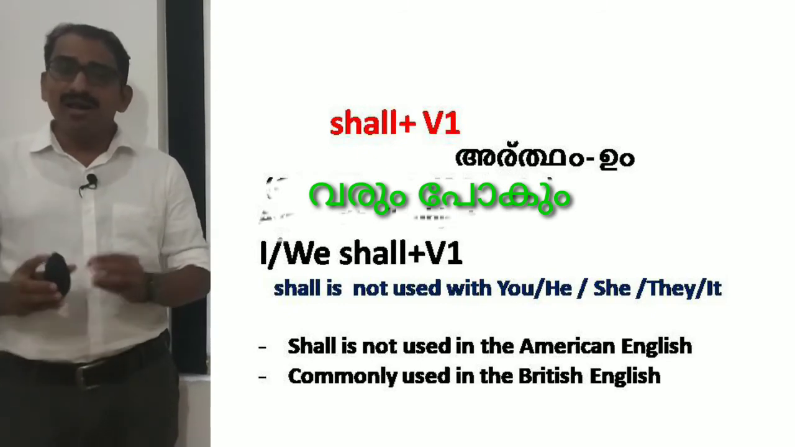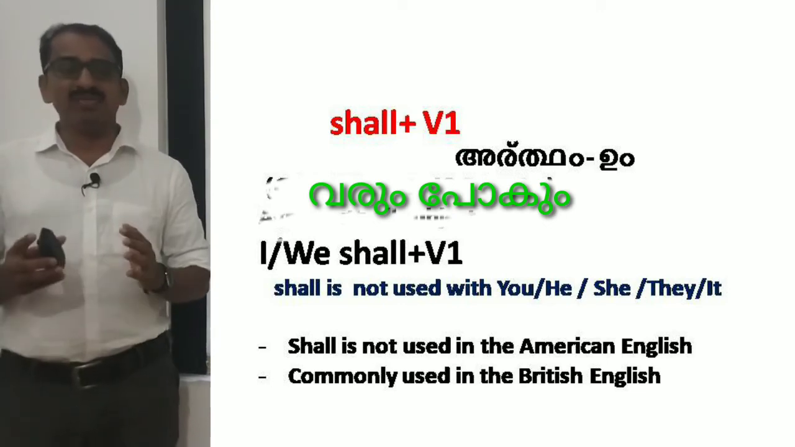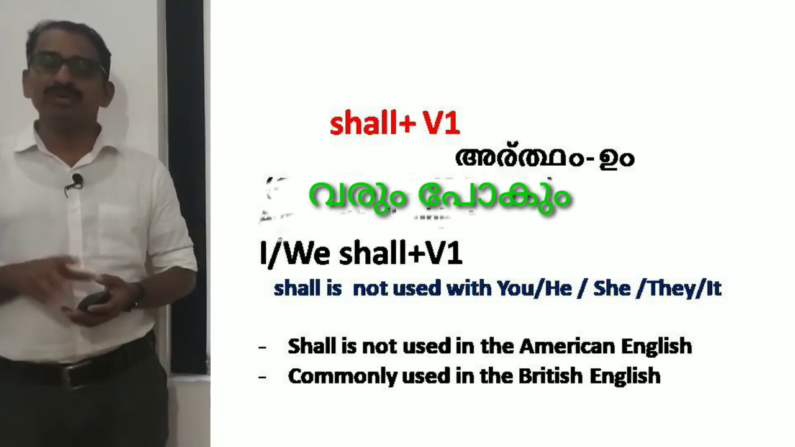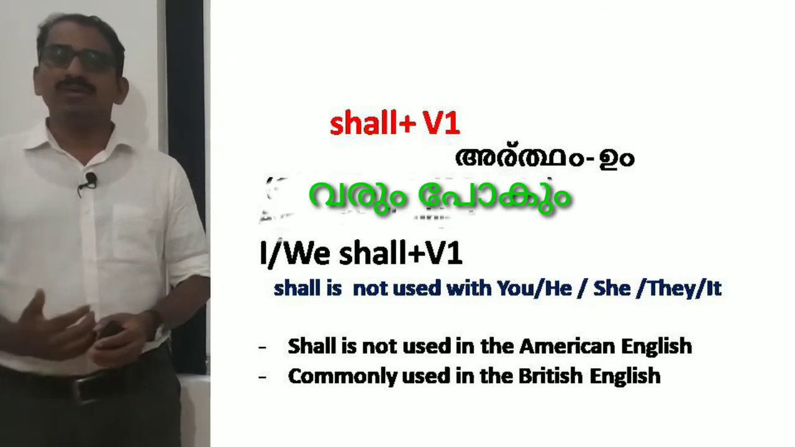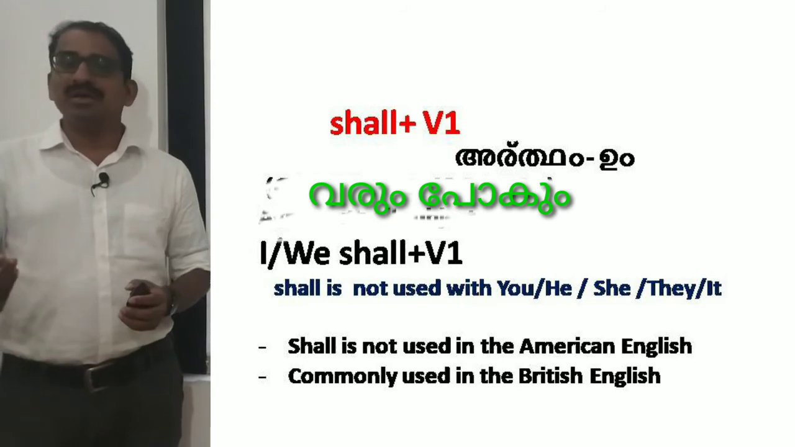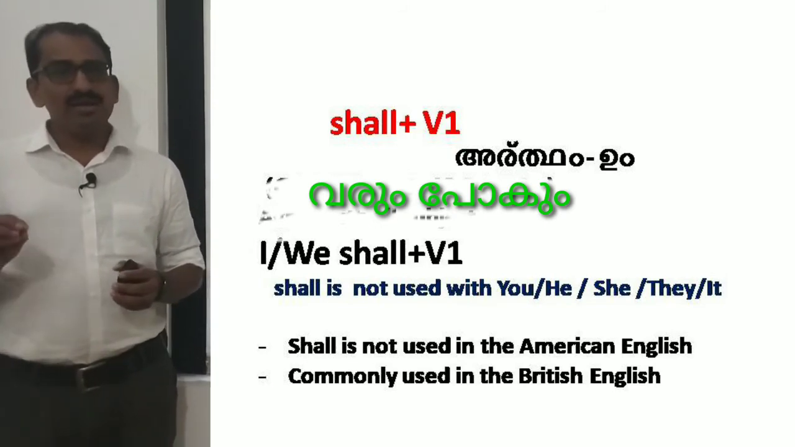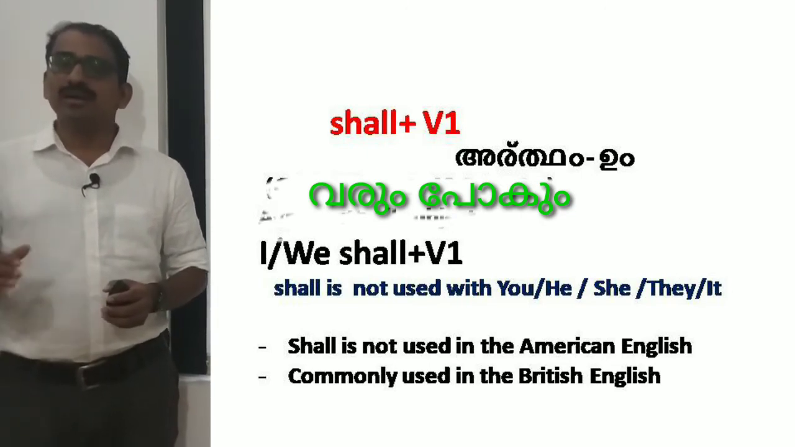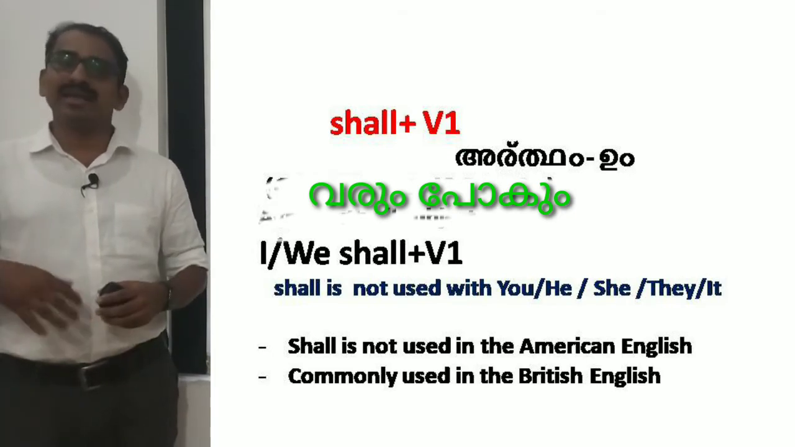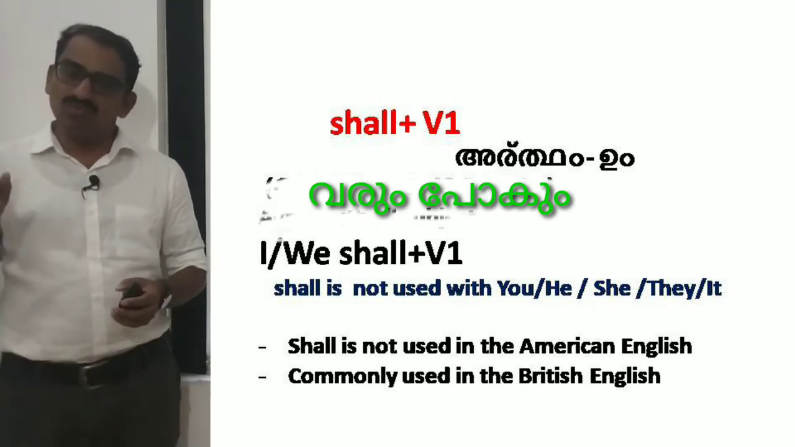Okay. Shall does not agree with all subjects. It only agrees with I and we. We have to use shall along with I and we. I shall, we shall. We cannot say he shall. We cannot say they shall. We cannot say it shall. We cannot say Ramesh shall. Instead we have to use he will, it will, they will. But I shall can be used. We shall can be used. The meaning is the same as will.